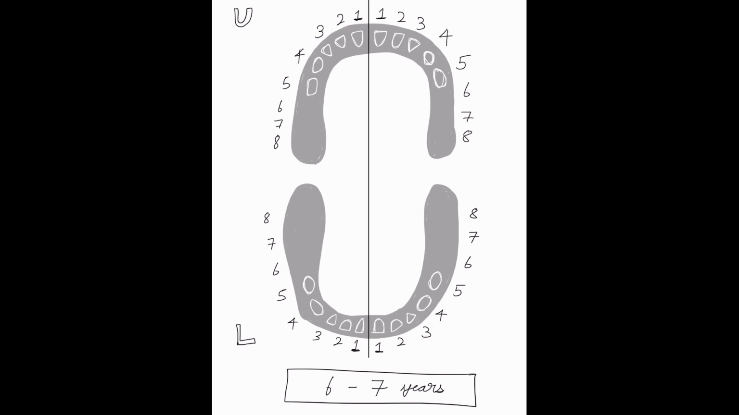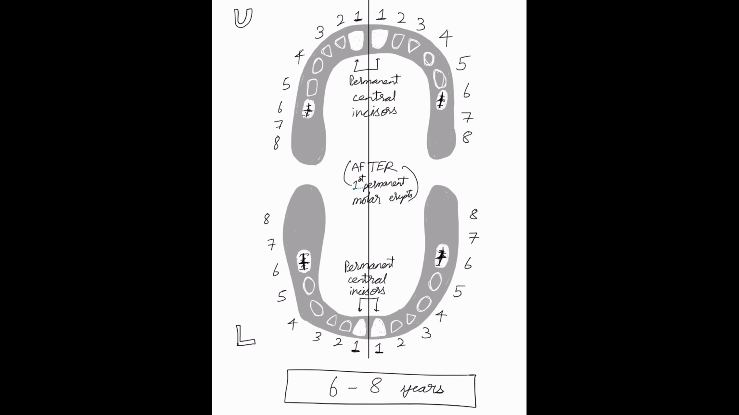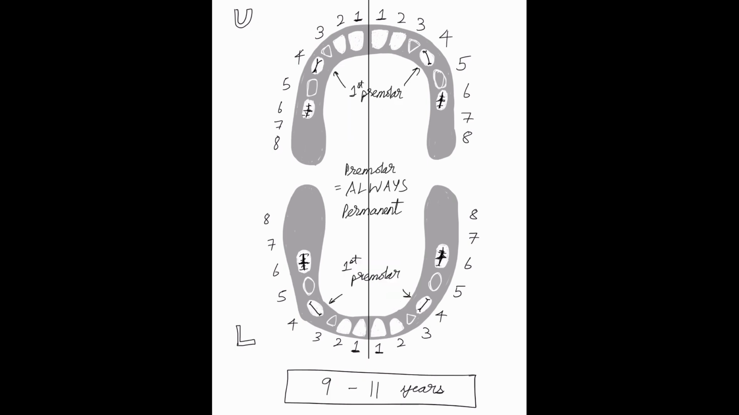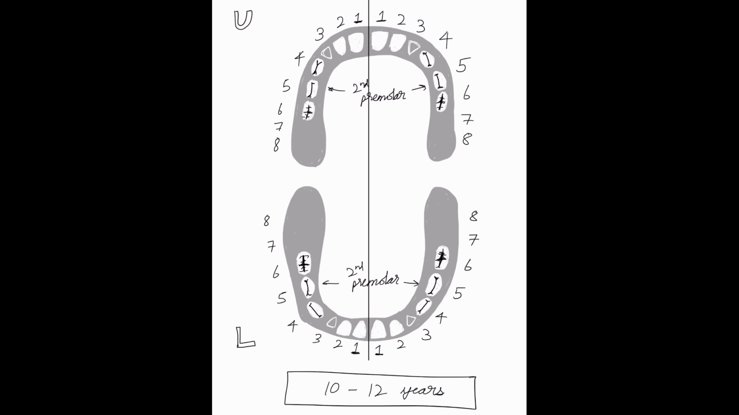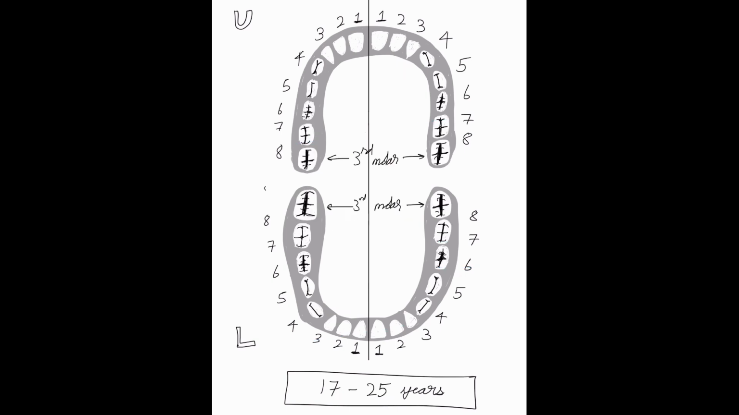Now coming to the eruption of permanent teeth. At 6 to 7 years, permanent first molars are the first to erupt. After that, at 6 to 8 years, permanent central incisors. At 7 to 9 years, lateral incisors. And first premolars at 9 to 11 years. Then we have the second premolars at 10 to 12 years. And also the permanent canines, 11 to 12 years. Permanent second molars at 12 to 14 years. And finally, the third molar at 17 to 25 years of age.